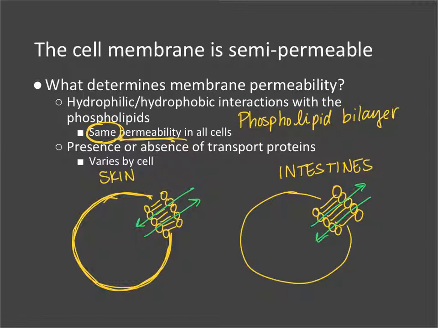Now the difference comes into play with these transport proteins. These act kind of like pores or doorways for specific molecules to be able to cross the cell membrane. And so these are molecules that can't cross the phospholipid bilayer on their own. But let's say, for example, that with the intestines over here, we now have a transport protein.